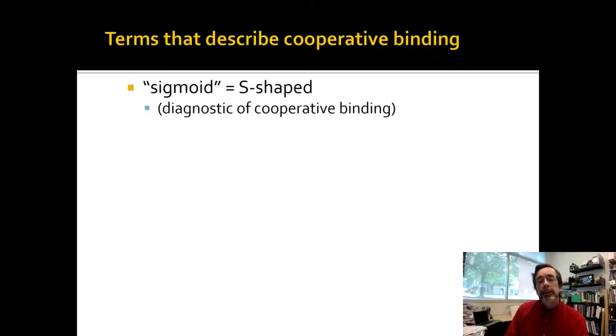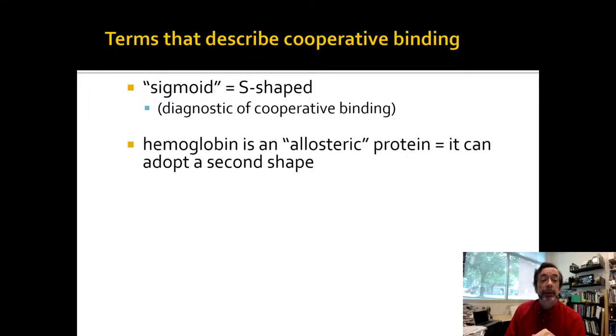There are some things that look a little bit complicated when you come across them, but that's what I want to walk you through. I want to do it this way so that you have the time to walk through it at your own pace. So I'm using the term sigmoid. That means S-shaped. And that means cooperative binding or folding, as we've seen for protein folding.